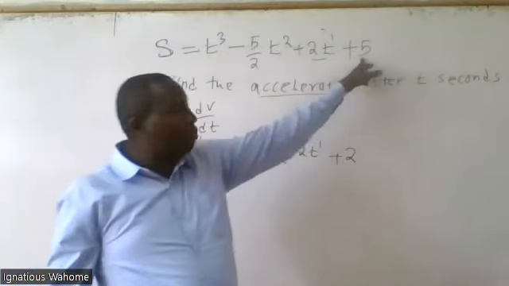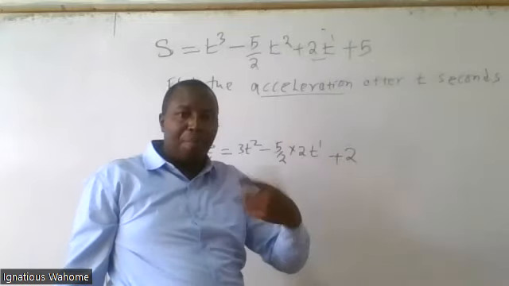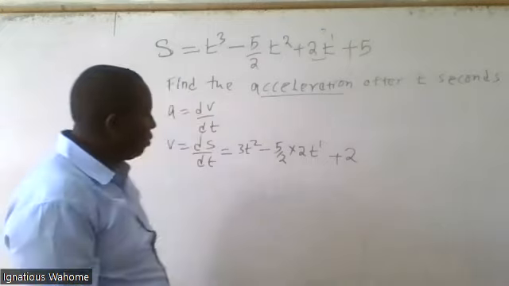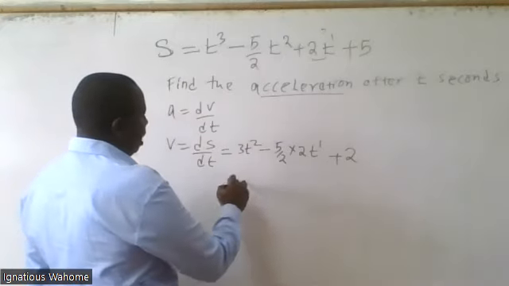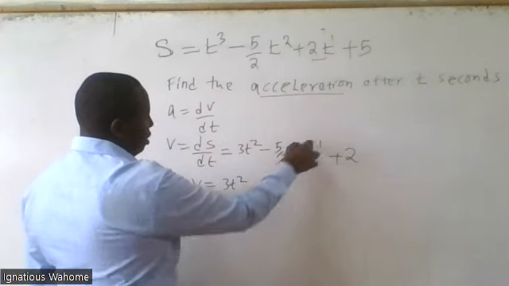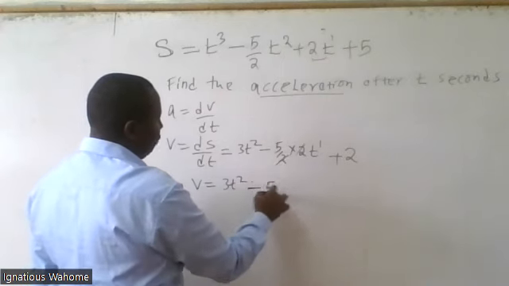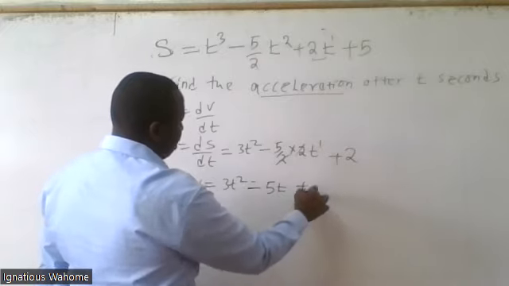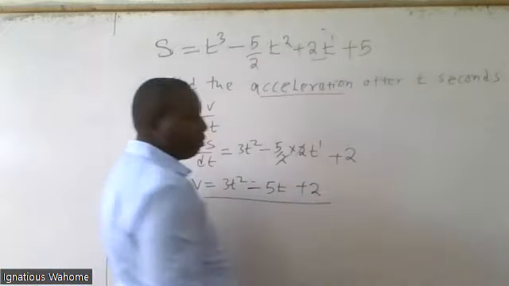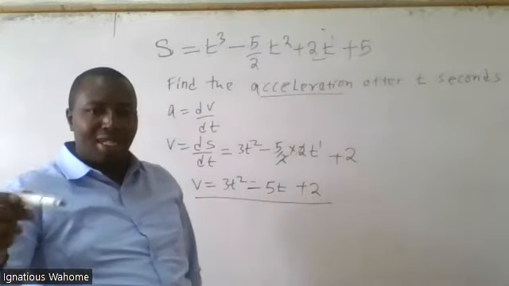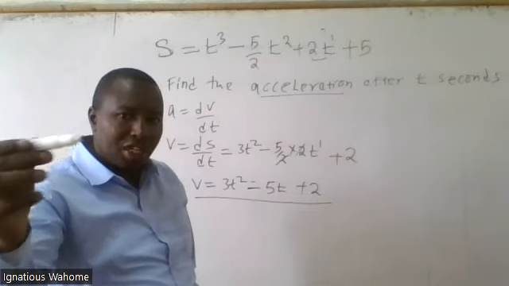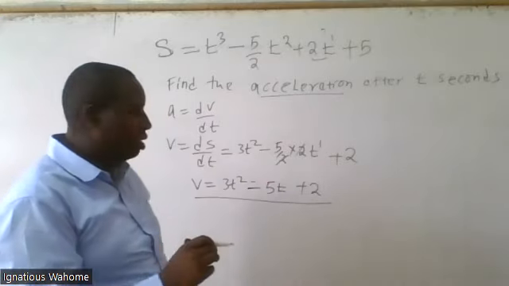You are not differentiating the constant because the power of t there is 0. So therefore, the velocity would be equal to 3t squared, the 2 cancels the 2, you get minus 5t plus 2. This is the function for velocity. But the examiner is not asking about velocity. The examiner is asking about acceleration.